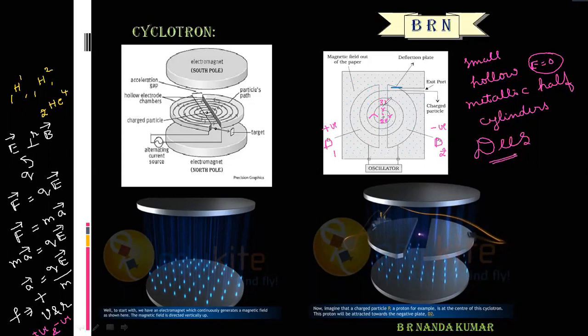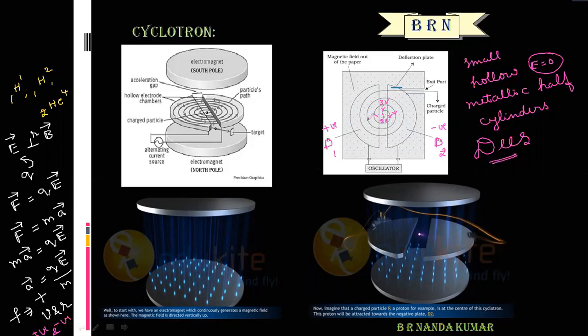So again, a proton enters D2. Inside, there is no electric field. It is acted upon by only the perpendicular magnetic field. It does not change the speed. It will change only the direction. It will bring the charged particle back into the electric field. So this process repeats.